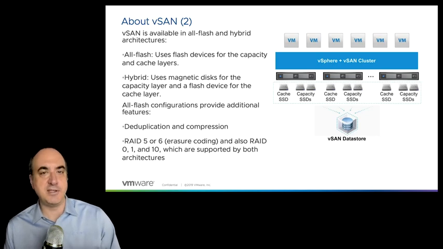You want to make sure that the controllers are in pass-through mode, or if the controllers don't have that option, that the capacity disks are all in a RAID 0 configuration, because we don't want to have any disk RAID. We're doing RAID in vSAN at the VM level. That's actually part of the policies.